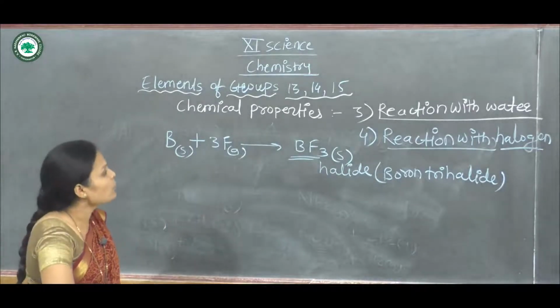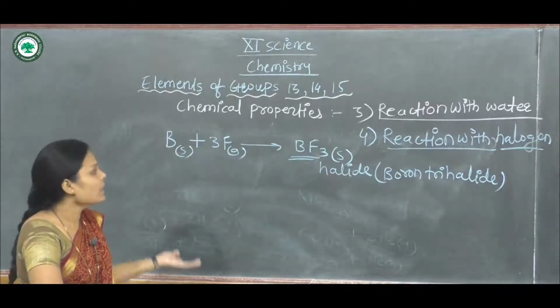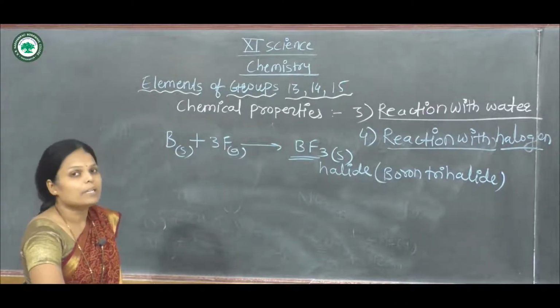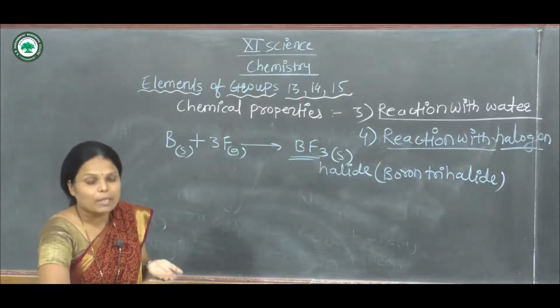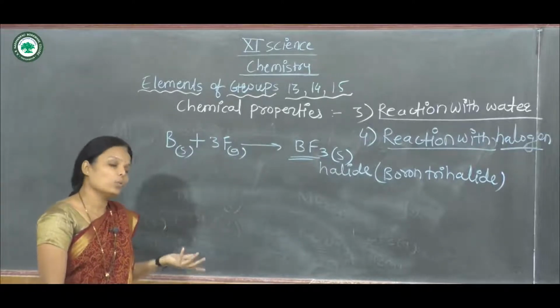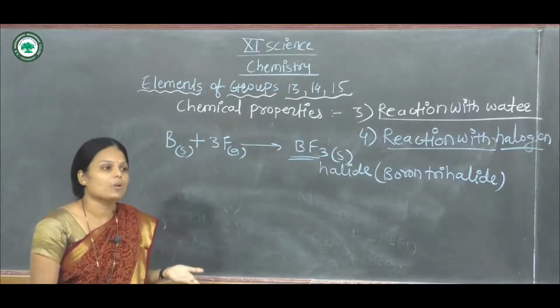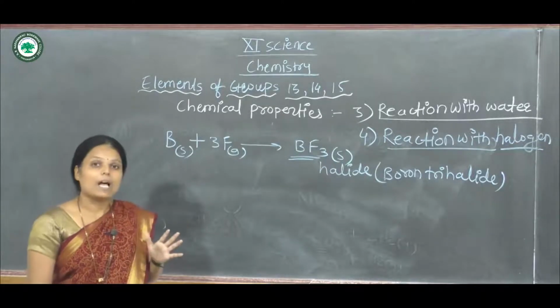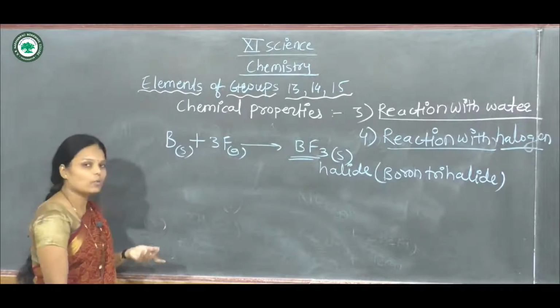Now the next group is group 14. We know that group 14 elements react with halogen compounds. In group 14 there are carbon, silicon, tin, germanium, all of these elements, and those group 14 elements react with the halogens to form halide compounds.